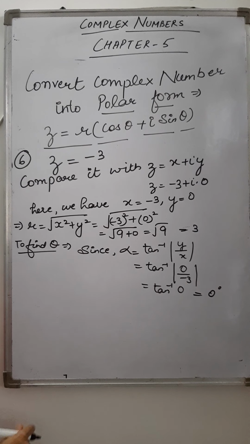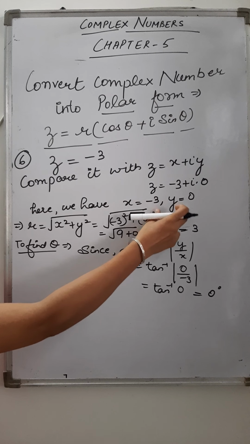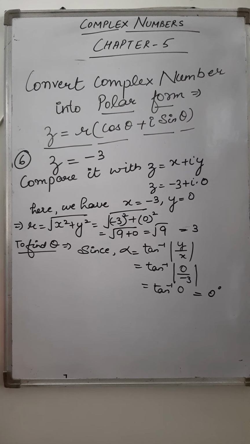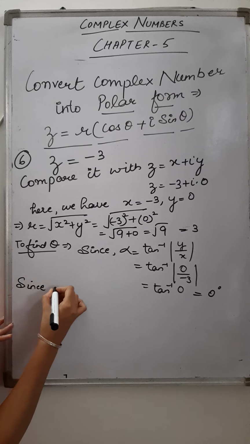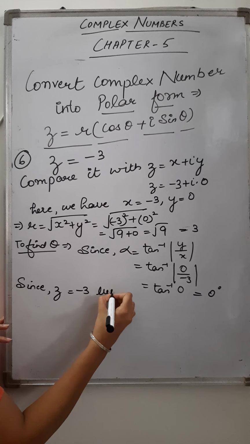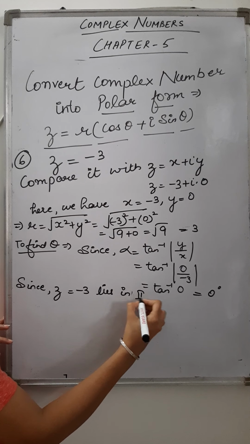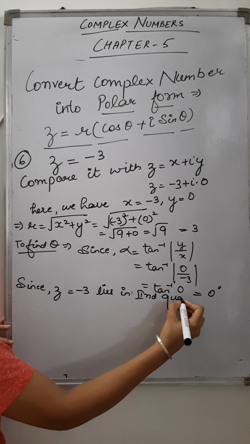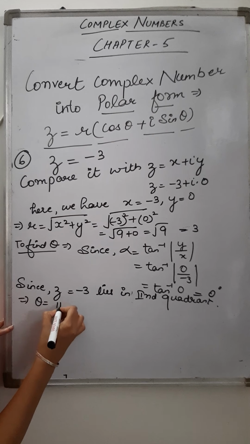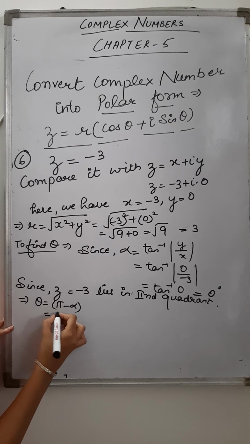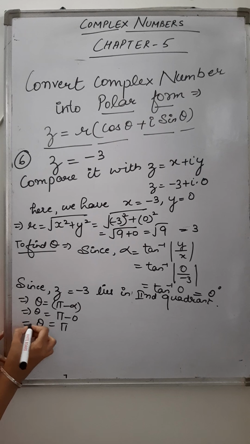So 0 degree. Now x is negative and y is positive, so it lies in second quadrant. Since z is equals to minus 3 lies in second quadrant, this implies theta is equals to pi minus alpha. Pi minus alpha, alpha is 0 degree, and theta is equals to pi.